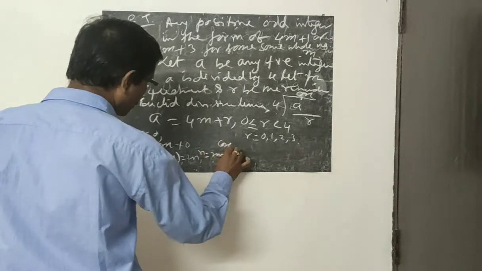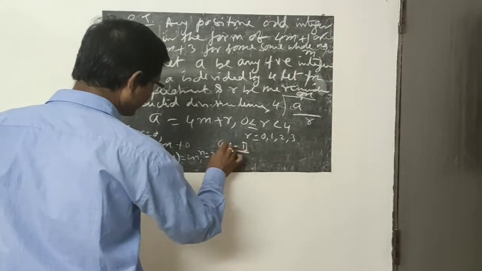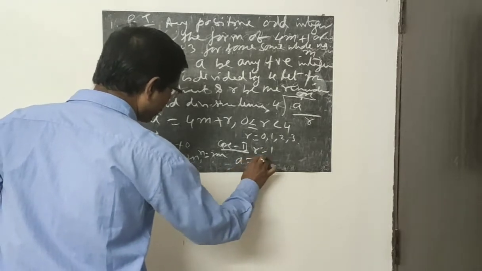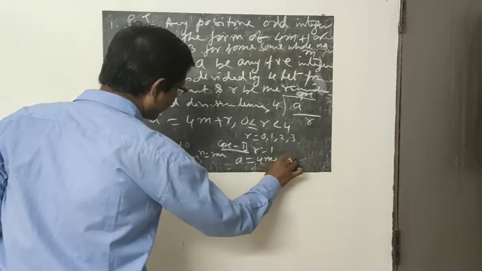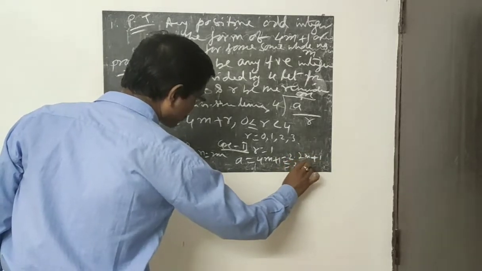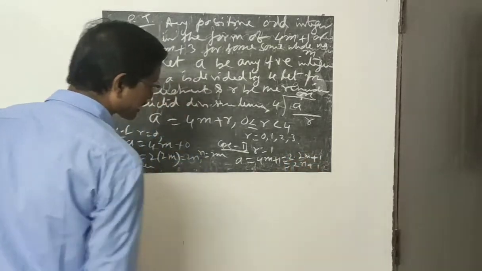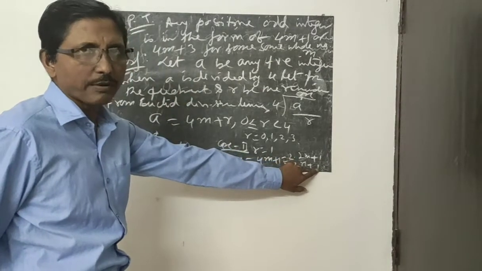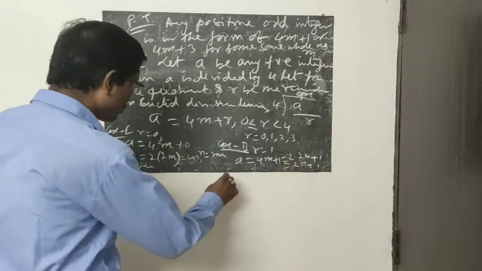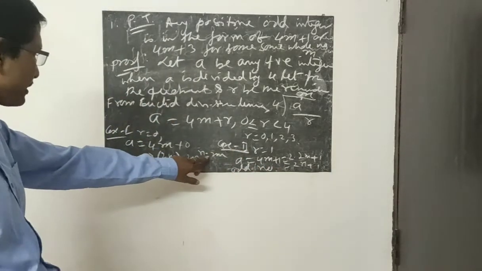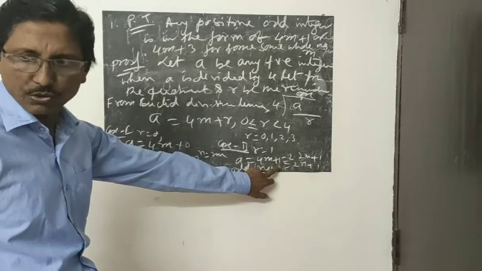Similarly, case 2, if r equal to 1, then a equals 4m plus 1, that can be written as 2 into 2m plus 1, so you can say 2q plus 1, 2n plus 1. So 2 into some integer plus 1, divided by 2, 1 is the remainder here. So you can say that is an odd number. So clearly, an odd number in the form of 4m plus 1.